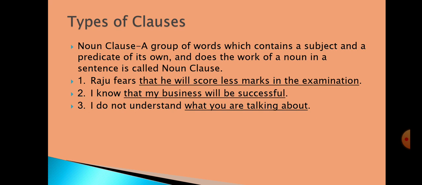So, what is meant by a noun clause? We will try to know it in a better way. A group of words which contains a subject and a predicate of its own and does the work of a noun in a sentence is called a noun clause.